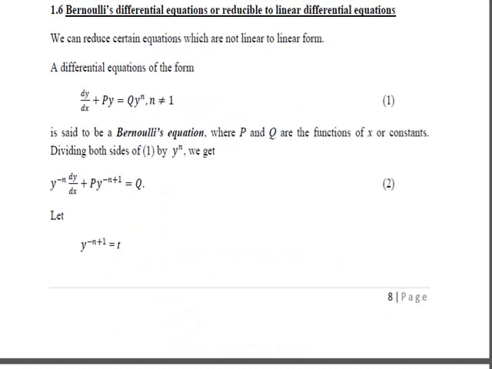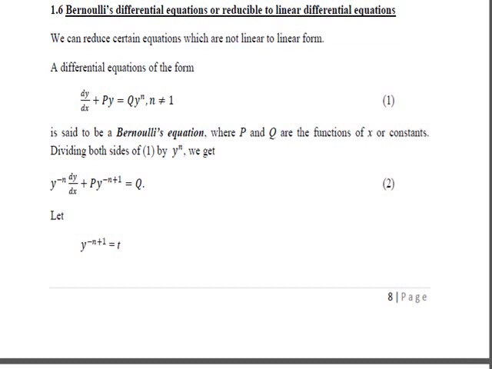How can we find it? Here we have the Bernoulli differential, or simply the differential which is reducible to linear. First of all, you are aware of the differential equation dy by dx plus Py equals Q, where P and Q are functions of x, called linear, and we can solve this by making use of an integrating factor. A differential equation dy by dx plus Py equals Q y raised to n, for n greater than 1, is called a Bernoulli differential. It is reducible to linear.